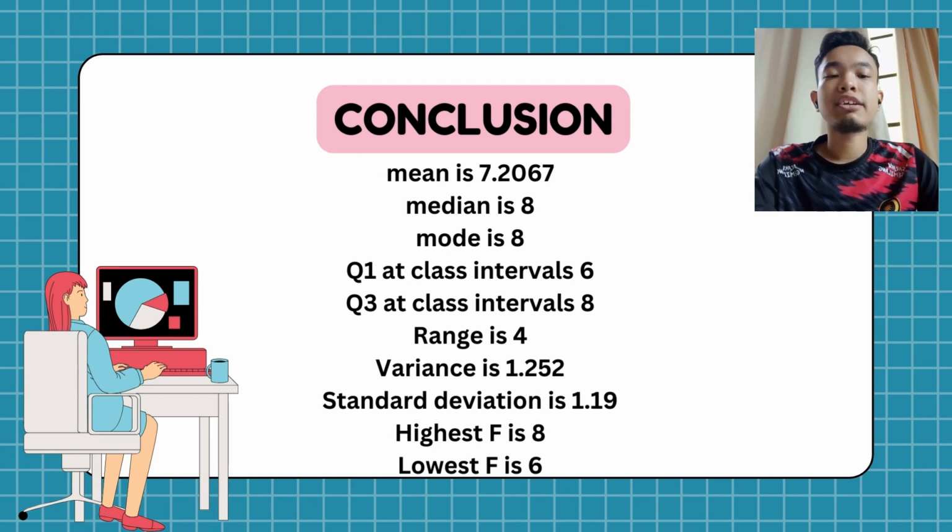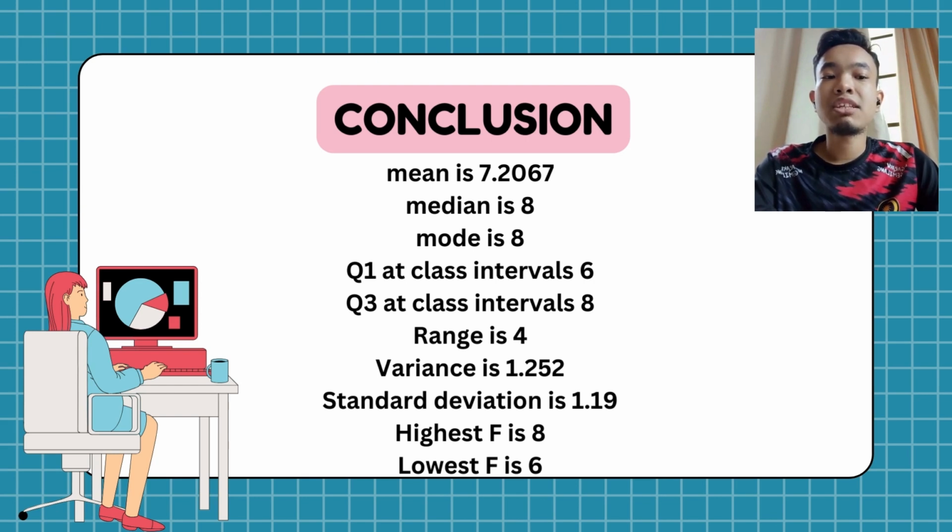As a conclusion, I can simplify that the mean for this data set is 7.2067 cm square, and the median and mode for the data set are the same, which is 8. The position for the first quartile is located at class interval 6 and the third quartile is located at class interval 8. The range is 4, the variance is 1.252 and the standard deviation is 1.19. By using the histogram method, we can say that the largest frequency is 8 while the lowest frequency is 6.